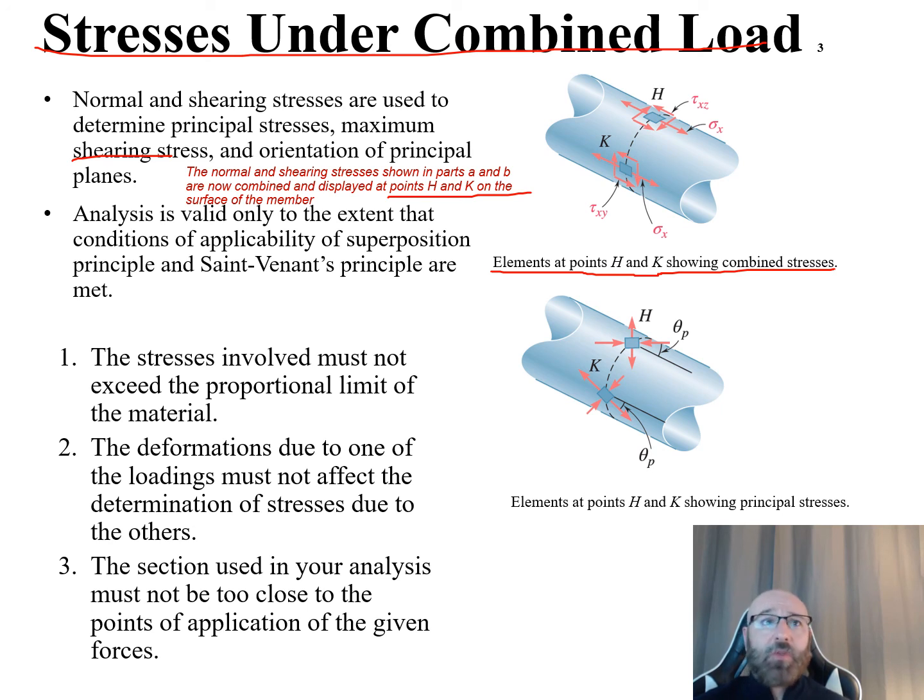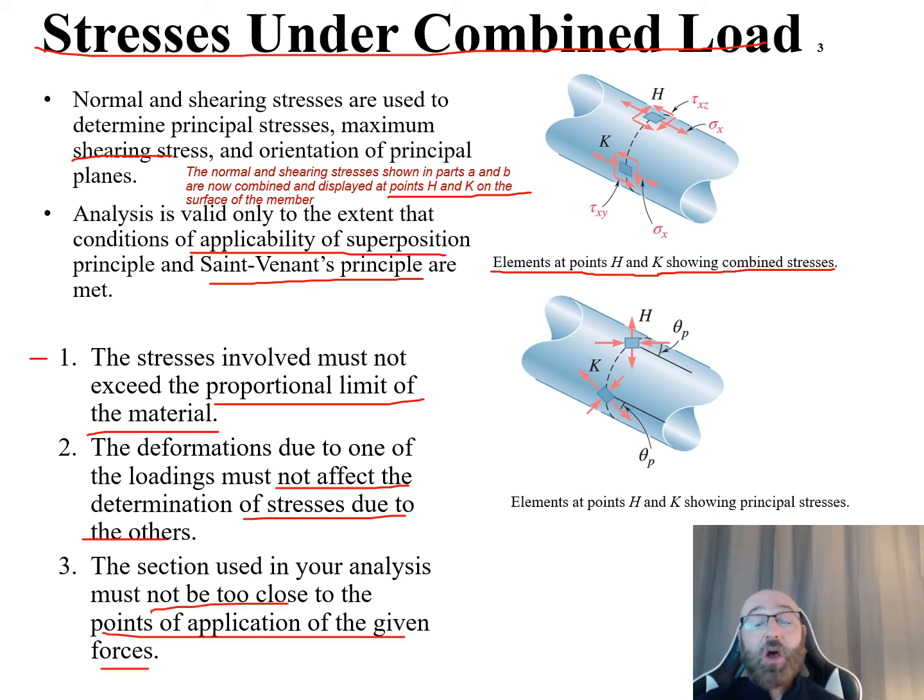We want to take note that the analysis is only valid to the extent that the conditions of the applicability of the superposition principle and the Saint-Venant's principle are met. So how do we meet these? What are these criteria? We come down here to 1, 2, and 3. In the first one, we state that the stresses involved must not exceed the proportional limit of the material. In 2, we say that the deformations due to one of the loadings must not affect the determination of the stresses due to others. And last, in 3, we say that the section used in our analysis must not be too close to the point of application of the given forces.